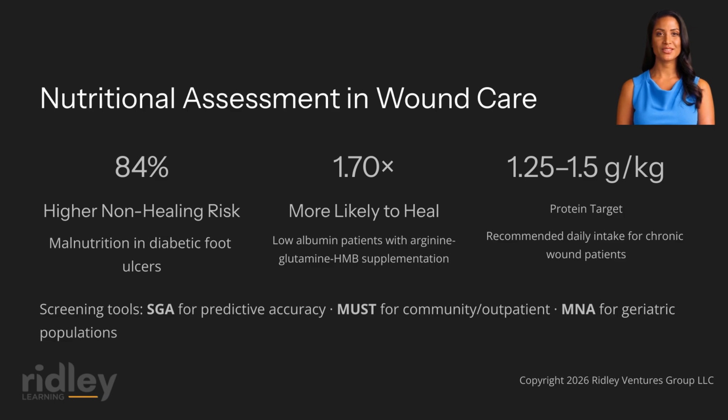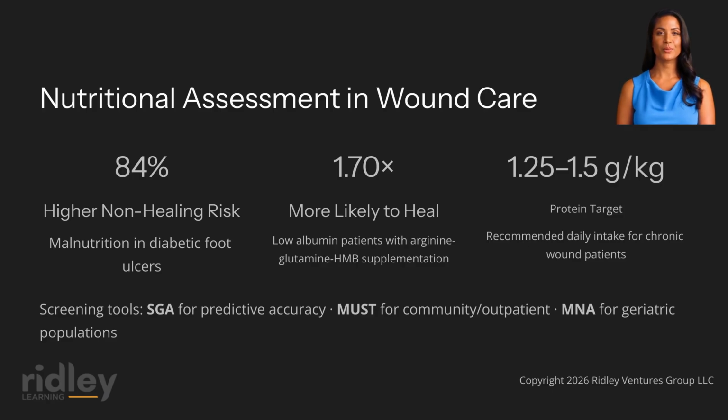Let's turn to nutritional assessment and optimization in wound care. Nutritional status is a critical but frequently under-assessed determinant of wound healing outcomes across all wound types. Malnutrition is an independent risk factor for non-healing wounds, with the Subjective Global Assessment, or SGA, demonstrating superior predictive performance with an area under the curve, or AUC, of 0.70. The AUC is essentially a prediction accuracy score that runs from 0.5, no better than a coin flip, up to 1.0, a perfect prediction. So 0.70 indicates moderate predictive ability.